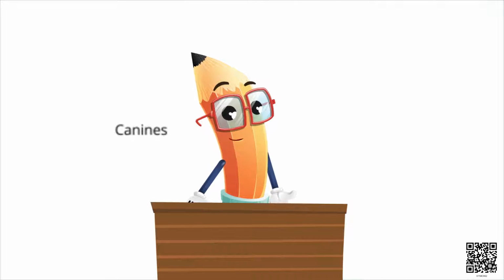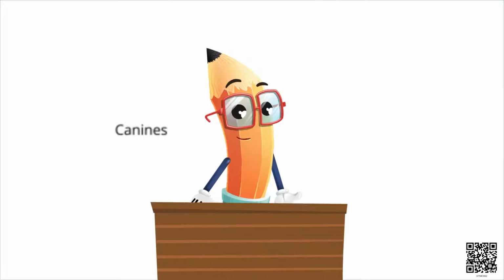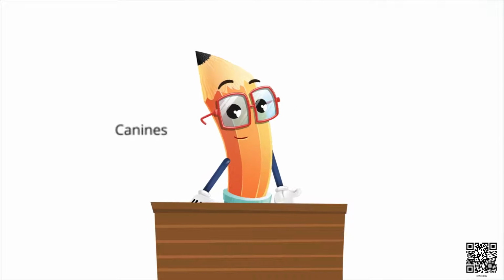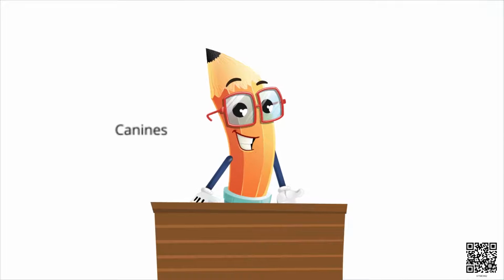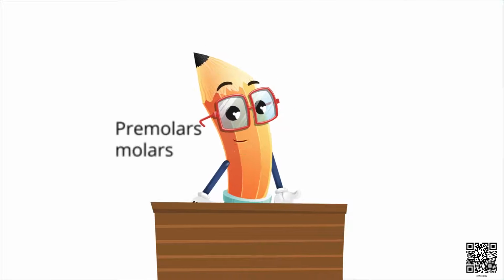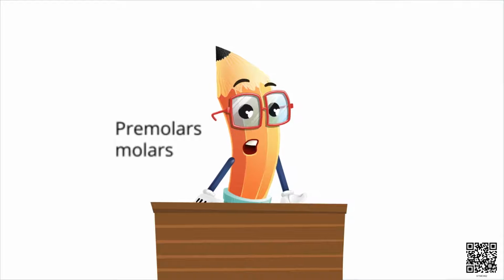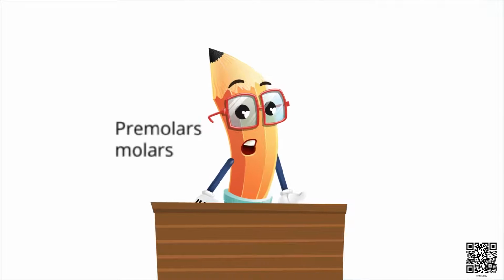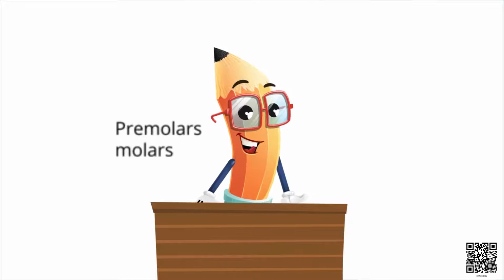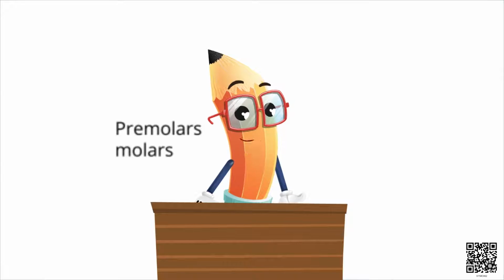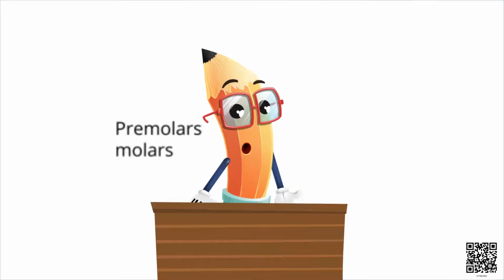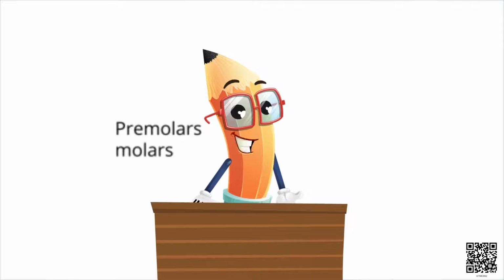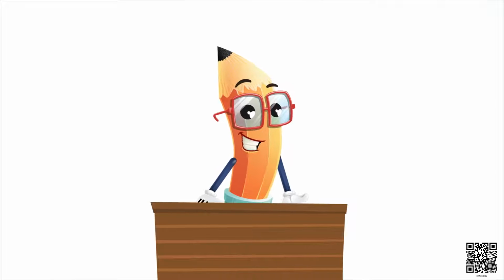Canines are used for tearing and piercing the tough food, and they are four in number: two in the lower jaw and two in the upper jaw. After this, the teeth which help in chewing are premolars and molars. Premolars are eight in number, four in the lower jaw and four in the upper jaw. And molars are 12 in number, six in the lower jaw and six in the upper jaw. All these teeth together help in chewing the food properly.